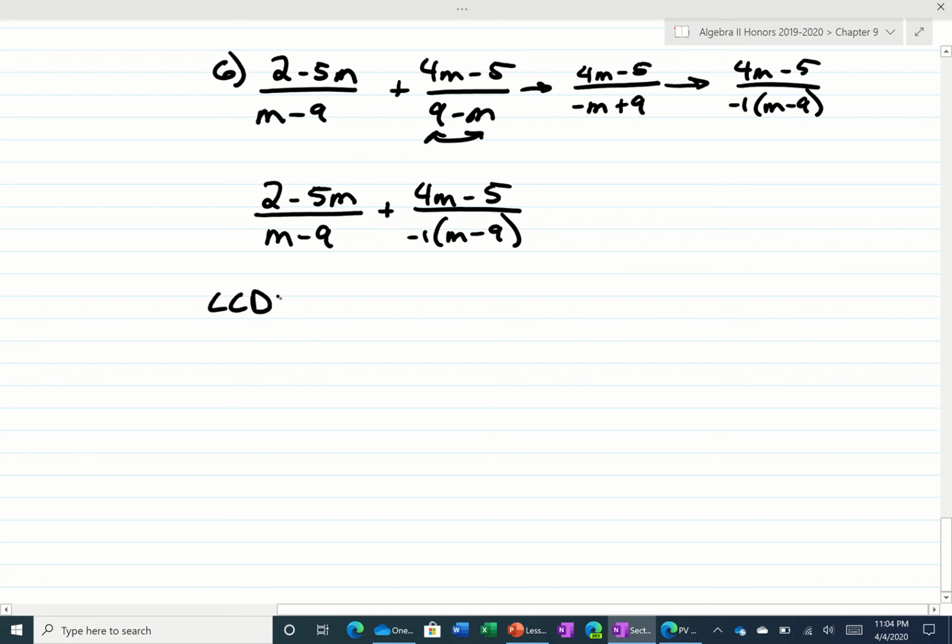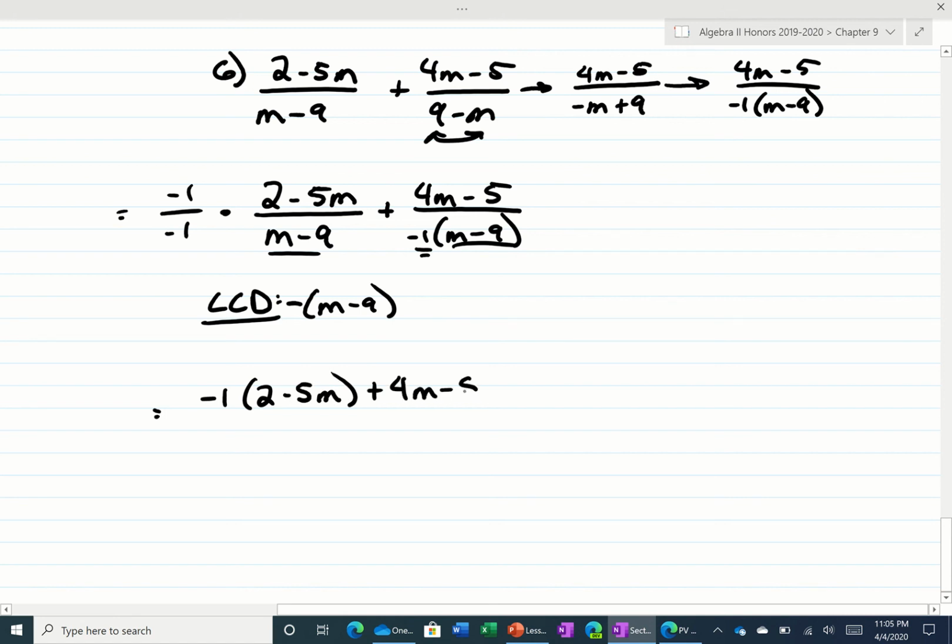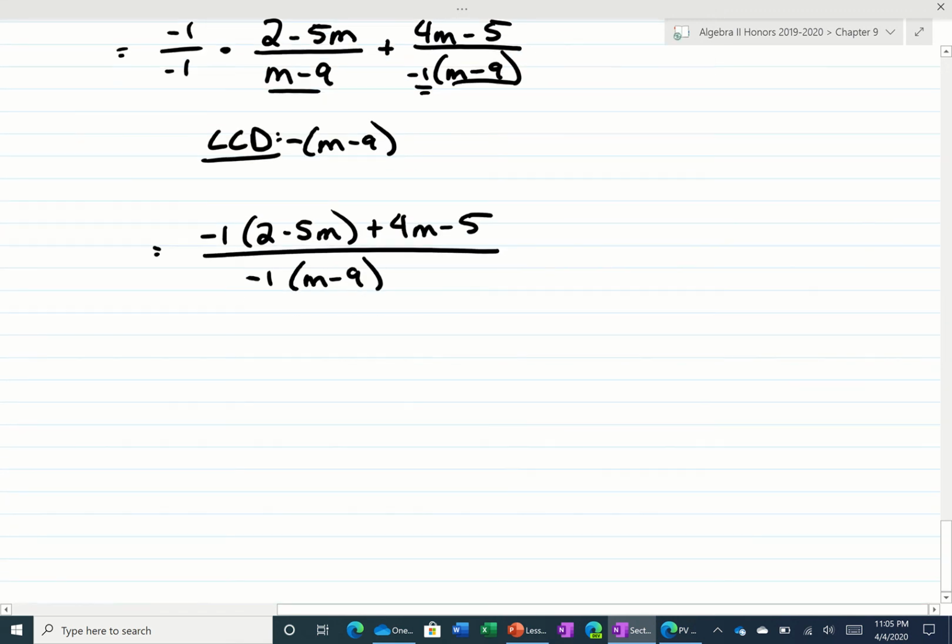So our least common denominator, we both have an m minus 9 now, so that's good. But we do have a factor of -1 over here, so everything needs a factor of -1. Multiply the top and bottom here by -1, and let's see what we're left with. -1 times 2 minus 5m plus 4m minus 5, all divided by -1 times m minus 9. Well, if we distribute the -1 on top, -2 plus 5m plus 4m minus 5 divided by, we don't want to distribute at the bottom, just leave it alone, -1 times m minus 9.